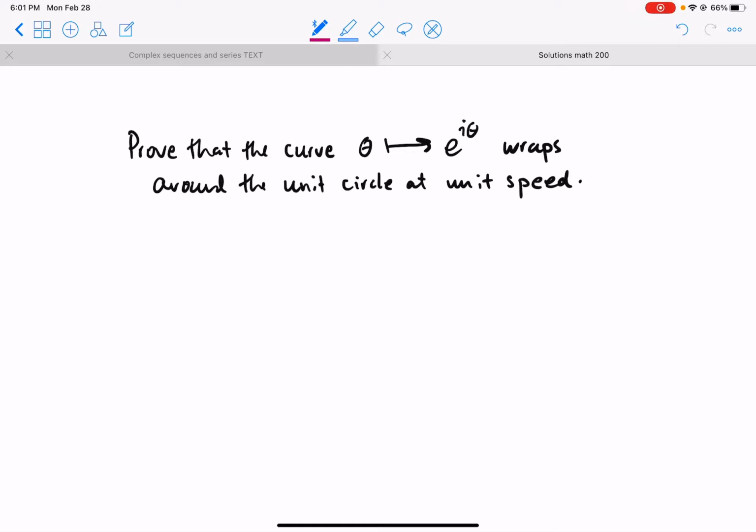Okay, hi everybody. Prove that this curve wraps around the unit circle at unit speed. Okay, so first of all, let's just remind ourselves that theta here is a real number, and this is a complex number. Although, in this symbol, it's not apparent what the real part is. What is the imaginary part?